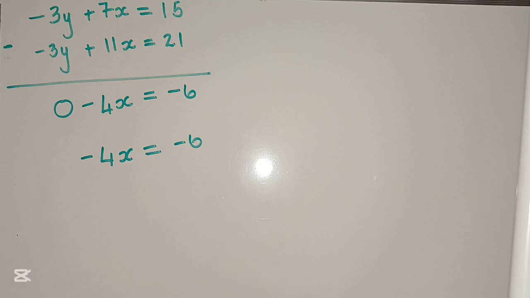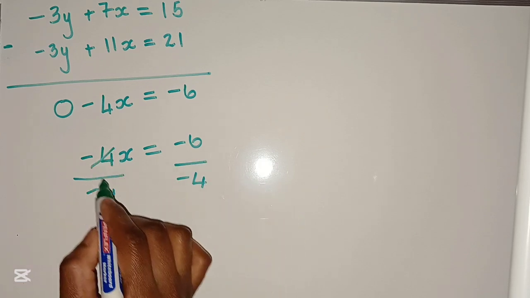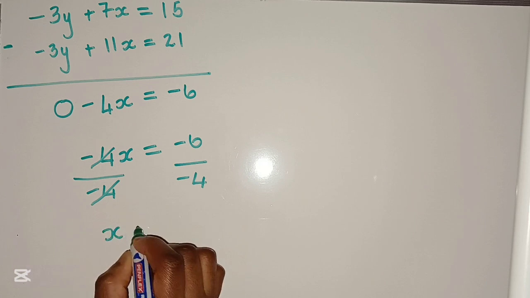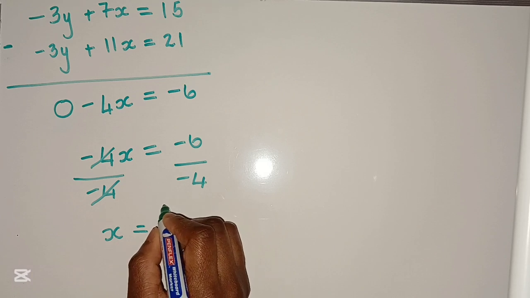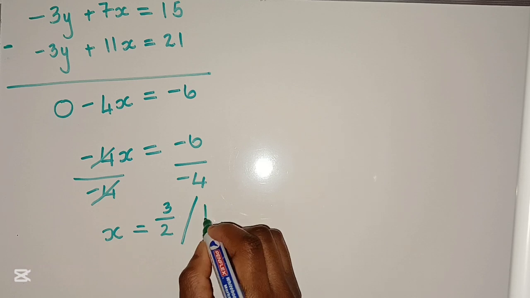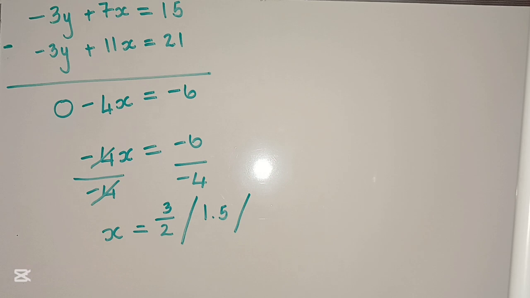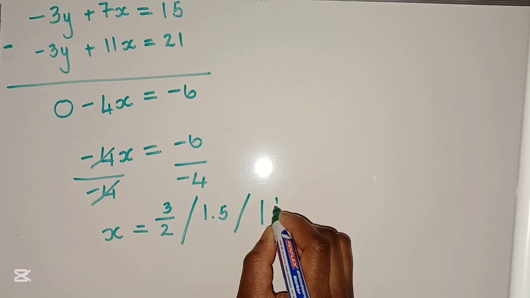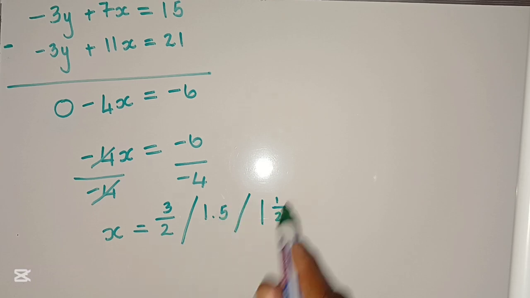Let's find the value of x by isolating it, and that is by dividing both sides by -4. These two cancel out. x comes down as it is. -6 divided by -4 is positive 3/2, or 1.5, or you can decide to put it in mixed fraction form, 1 1/2. So the value of x is either 3/2, 1.5, or the mixed fraction.